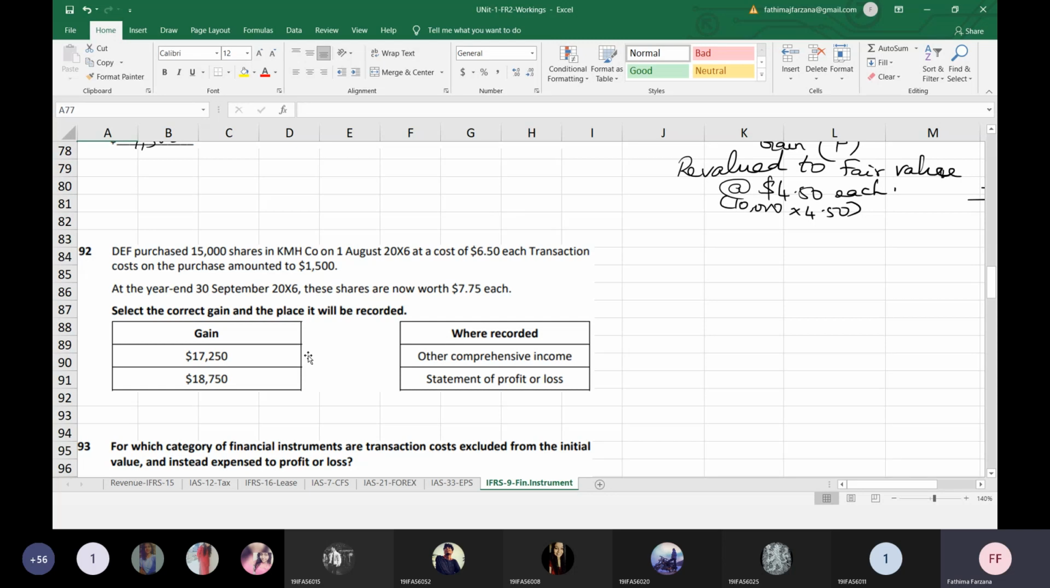Let us go to problem number 92. DEF purchased 15,000 shares in KMH company on 1st August 2006 at a cost of 6.50 each. Transaction cost on the purchase amount is 1,500. At the year end, these shares are now worth 7.75. Did they mention which method they are following? No, ma'am. Which method do we have to do? Default. What is the default method? FVPL.